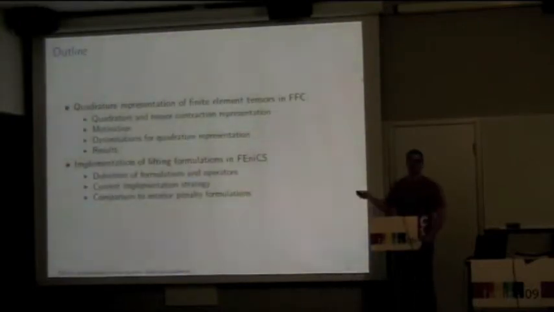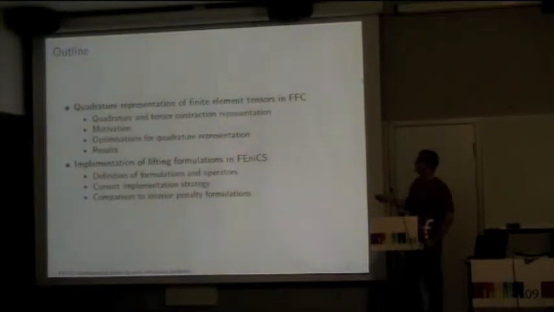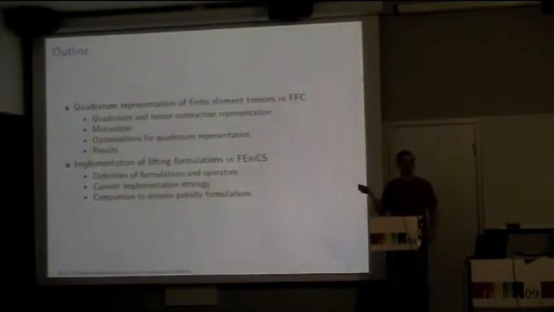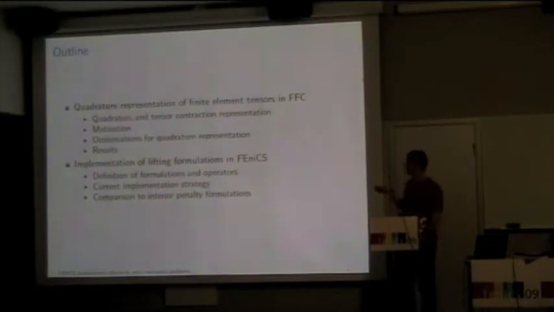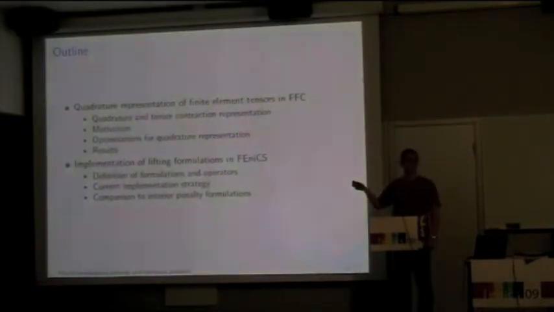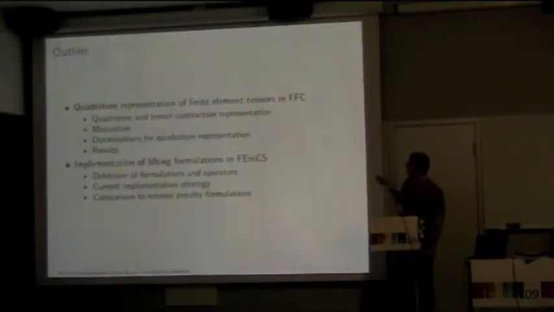Okay, so this is the outline of the talk, so it's in 2 parts. First I'm going to talk about quadrature representation and the optimization of this quadrature representation, which is sort of work already done and completed until Anders told me there's a bug in quadrature representation for Nedelec elements, but okay, I guess I have to fix that. And then the second part of the talk is the implementation of lifting formulations in FEniCS, or potentially future work anyway.